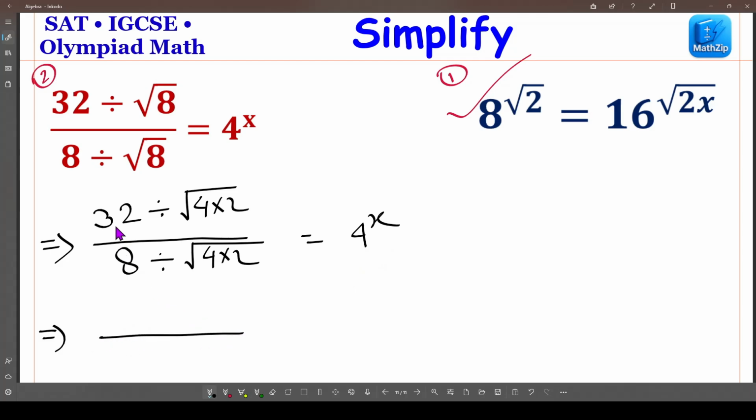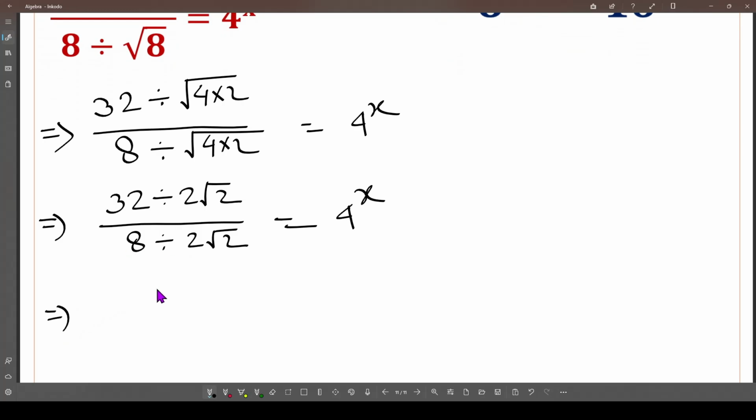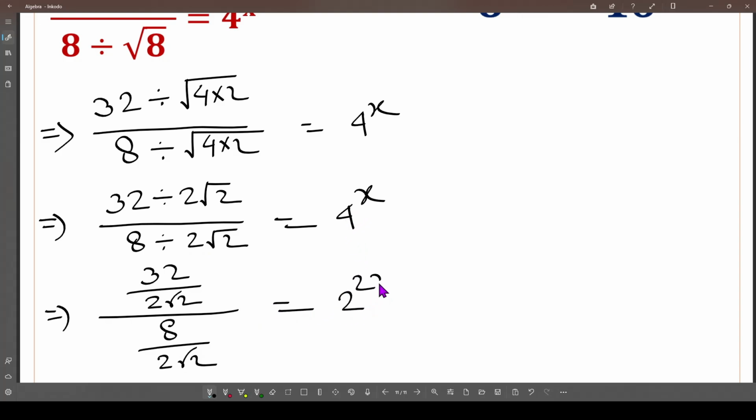So now 32 divided by root 4 means 2, so 2 root 2. Same, 8 divided by root 4 means 2 and here is root 2, equals 4 to the power x. Now this one we can write 32 divided by 2 root 2 and here is 8 divided by 2 root 2. This is the same thing, right? And this 4 to the power x we can write 2 to the power 2x.